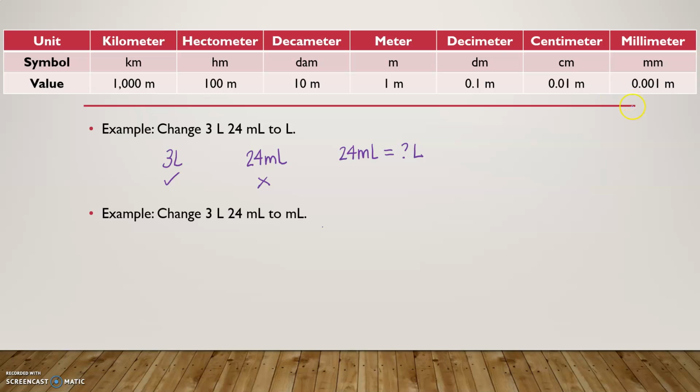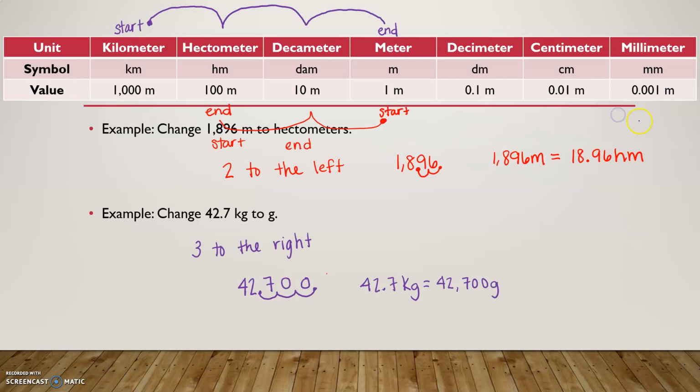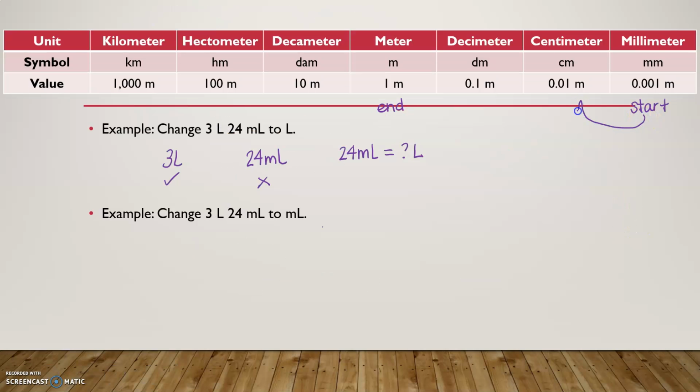So I'm going to start over here because I'm at milli, and I'm going to go to liters, our basic unit, and I'm going to count how many do I have to move. 1, 2, 3. I moved 3 to the left. All right, so when I move my decimal point, 24, my decimal point is going to get moved like this. 1, 2, 3. And again, I've got an empty space there, so I'm going to fill it in with a 0.